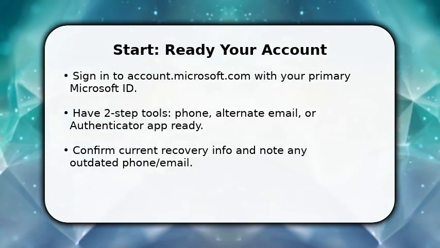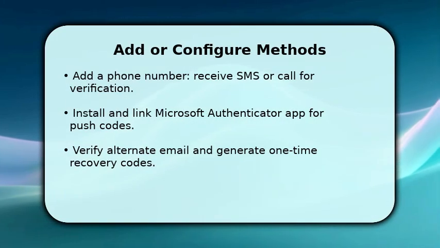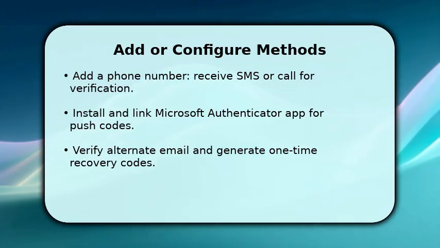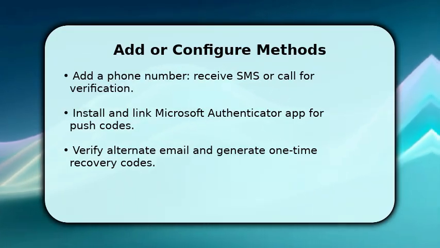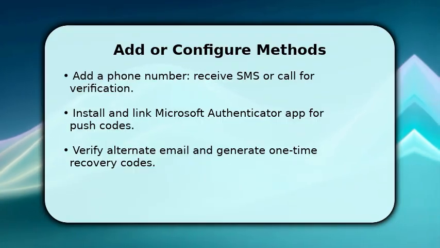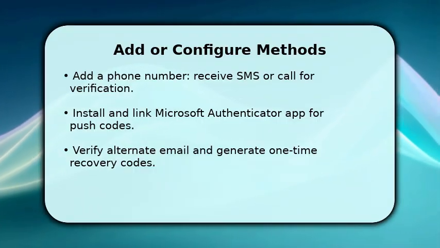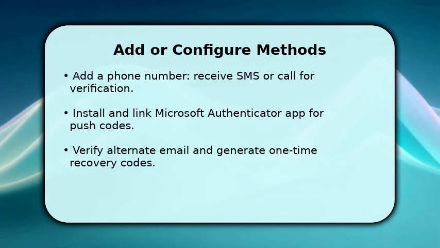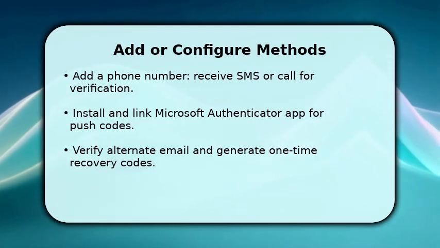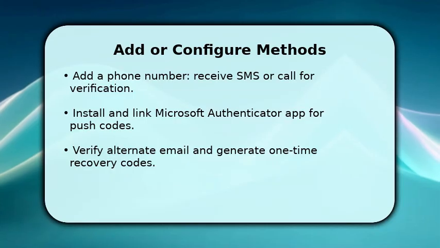Now you'll add or configure the replacement methods. First, add a phone number and verify it with a code so SMS or calls are available immediately. Next, install Microsoft Authenticator and follow prompts to link your account. Authenticator gives push approvals and time-based codes, which are more secure than SMS.